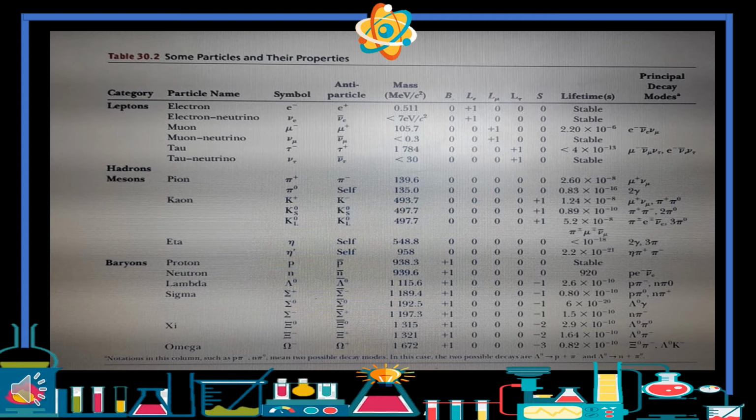Baryons, on the other hand, are heavy subatomic particles that are made up of three quarks. Both protons and neutrons, as well as other particles, are baryons, and their spin is always a non-integer value.